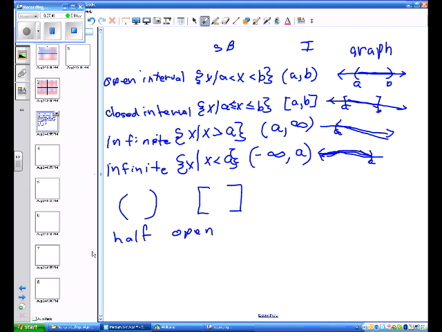In set builder notation, an example would be the value of all x's such that it's going to include one of the endpoints, but not both of them. So maybe A is less than or equal to x, and x is less than B. In interval notation, it's including the A, so we use the square brace, but it's not including the B, so we would use a parenthesis.